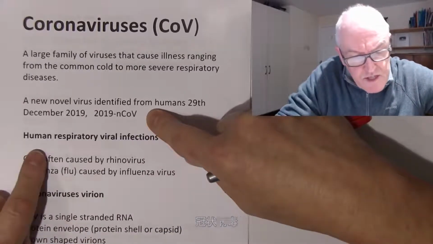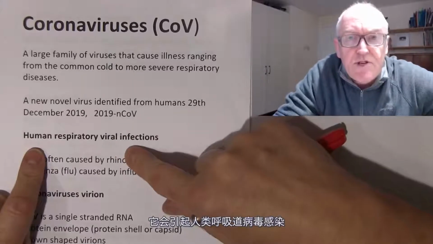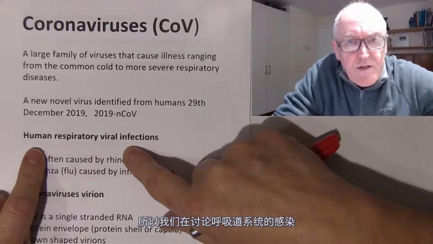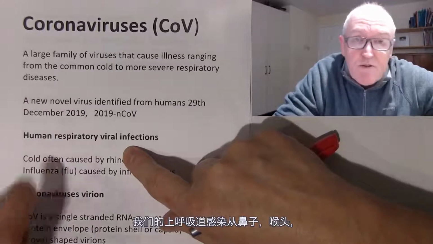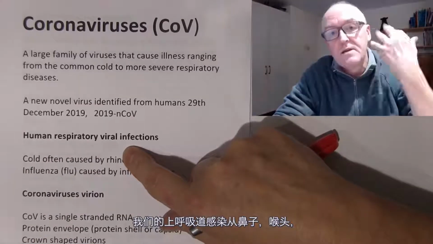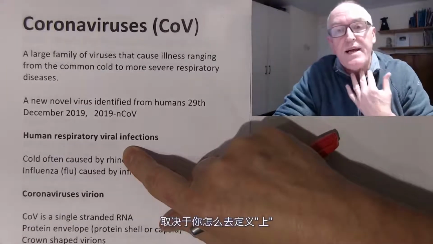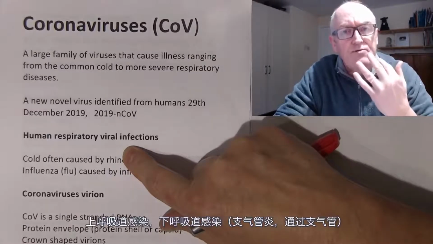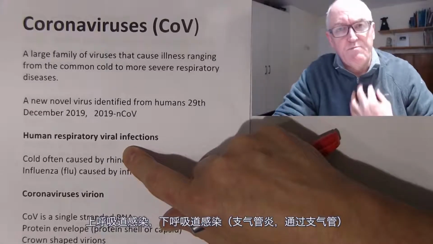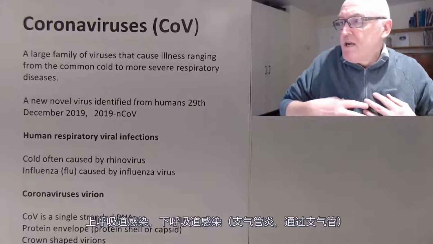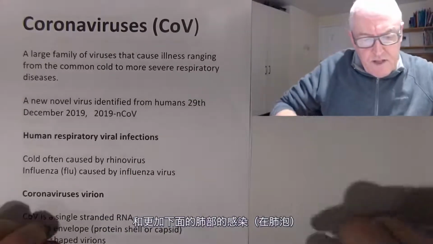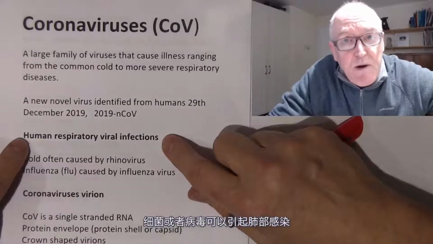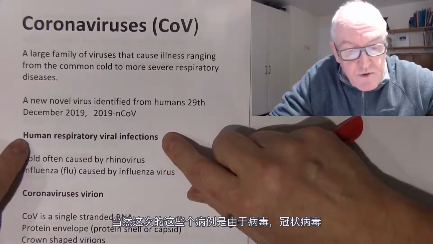And what it does is it causes human respiratory viral infections. So we're talking about infections of the respiratory system. Now, of course, we can have upper respiratory infections in the nose, the pharynx, depends where you count. Normally upper would be above the level of the larynx. So upper respiratory infections and lower respiratory infections, bronchitis in the bronchial passages and infections lower down in the lung fields in the alveoli. These are all respiratory infections. And respiratory infections can be caused by bacteria or viruses. And of course, these ones are caused by viruses.